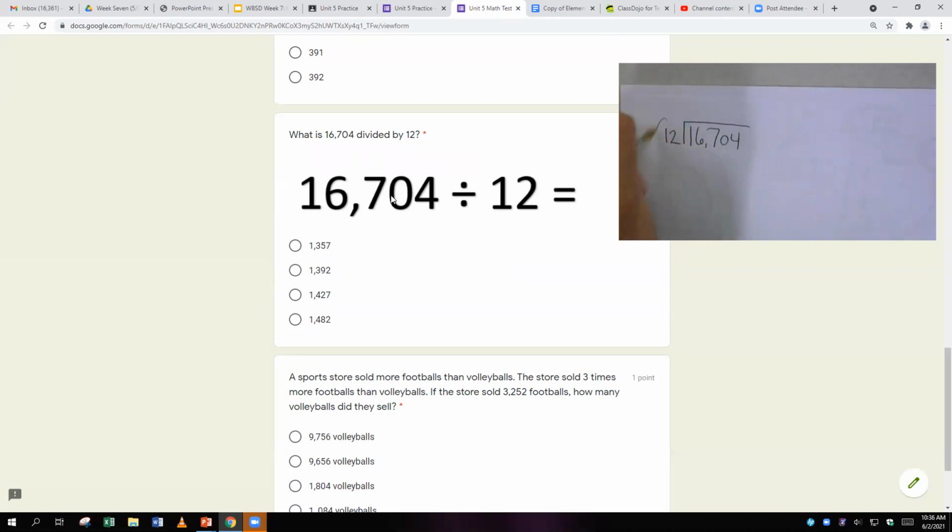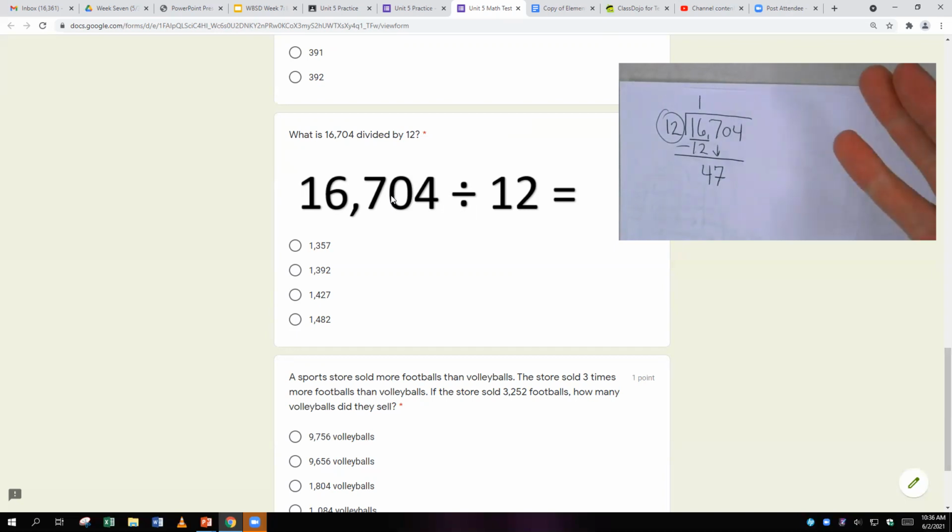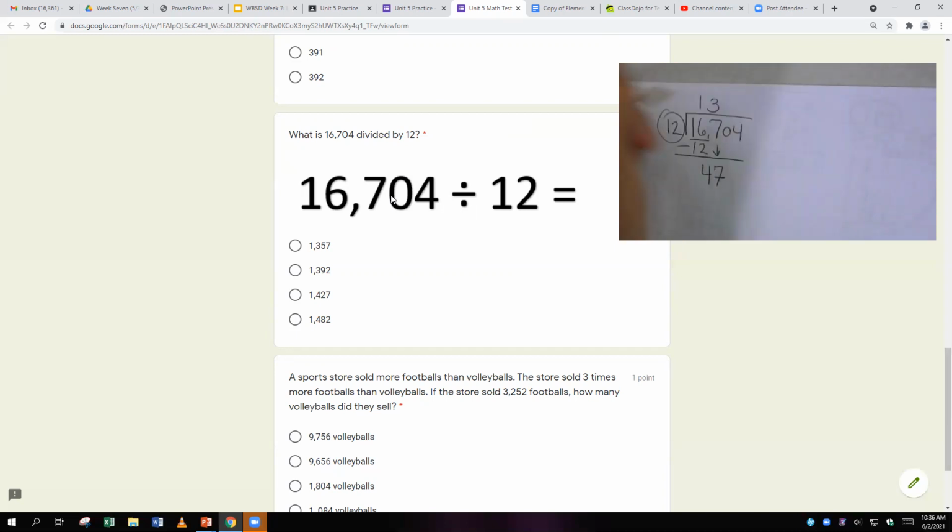How many 12s are in 16? 1 group of 12 is in 16. Bring down the next number. How many 12s are in 47? This is a little more difficult. 12, 24, 36, 48. It's not 48, there's 3 of them. That's 36. What's left over? 11's left over. Whew, I almost could pull out another group, but not really.